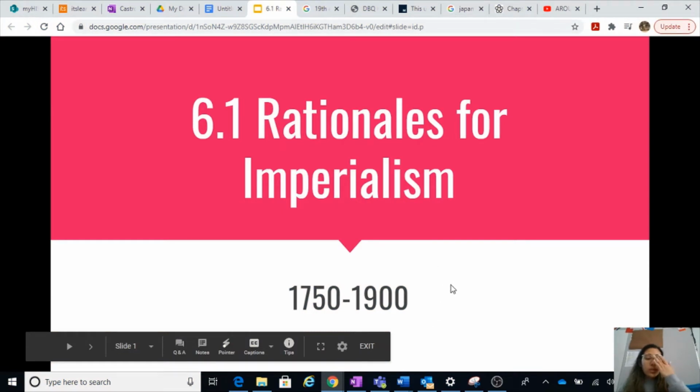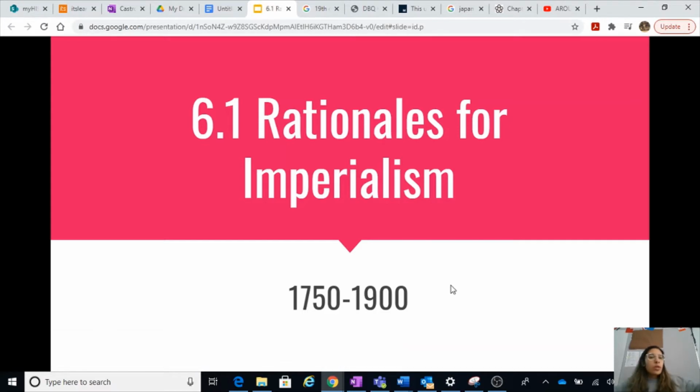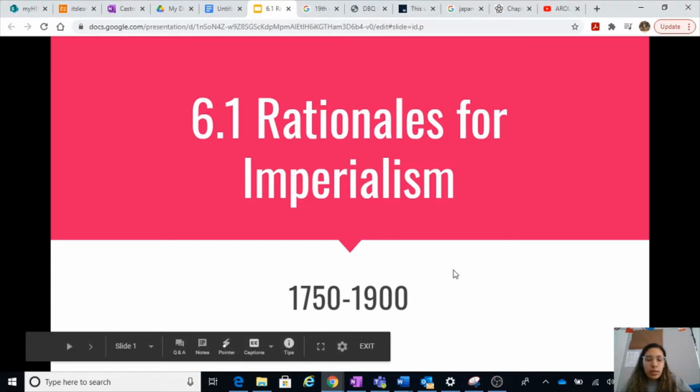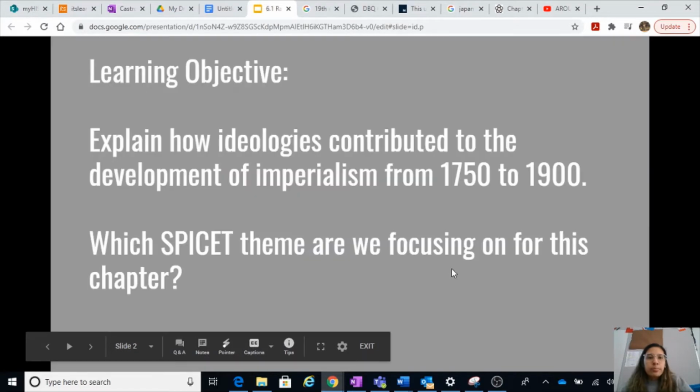So 6.1 rationales for imperialism. This is our new unit called Consequences of Industrialization, but I'm going to always call this unit Imperialism because that's what it's really about. And our time period is the same as Unit 5, 1750 to 1900. So let's go ahead and get started.